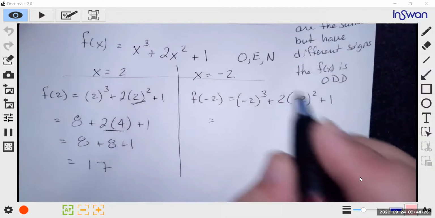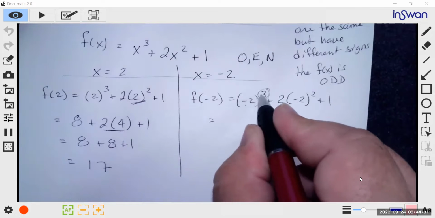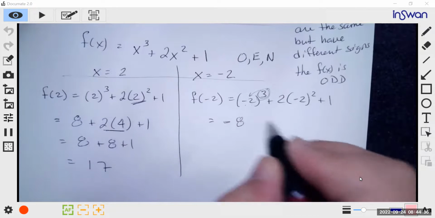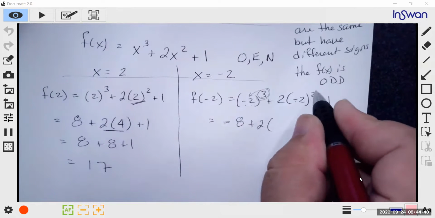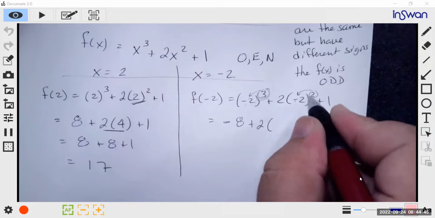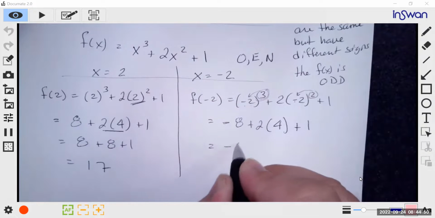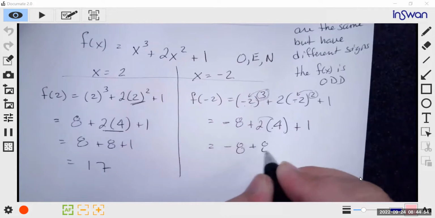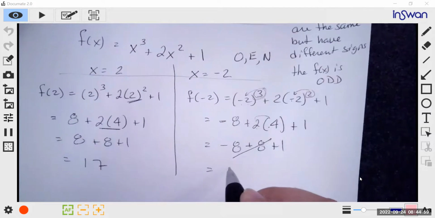Now the other side. -2 cubed. Since it's an odd exponent, we know it's going to be negative. 2 cubed is 8. -2 squared, since it's an even exponent, that'll make it positive inside the parentheses. So 2 squared is 4. They're both positive. Positive, positive is positive. 2 times 4 is 8. 1. Those cancel, so it's 1.